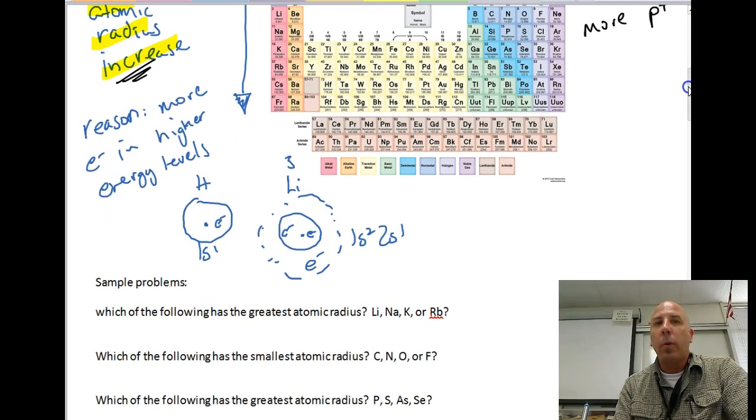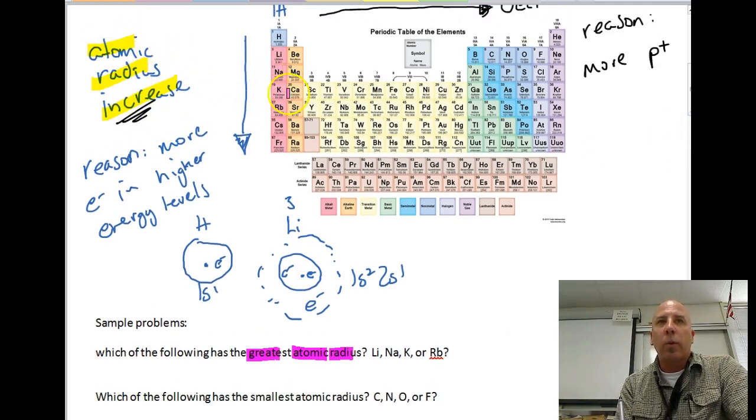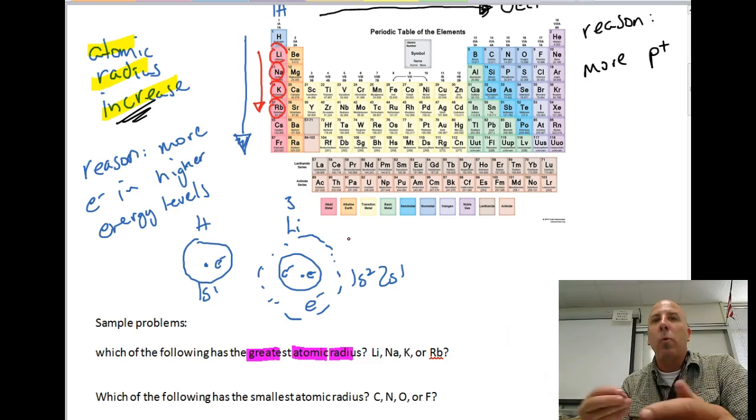And so now we can ask questions like this. Our sample problem: which of the following has the greatest atomic radius? So again, remember, atomic radius increases down. So we're looking at here lithium, sodium, potassium, and rubidium. If atomic radius is increasing down, the furthest down the periodic table would be the greatest atomic radius. So that's going to be rubidium.